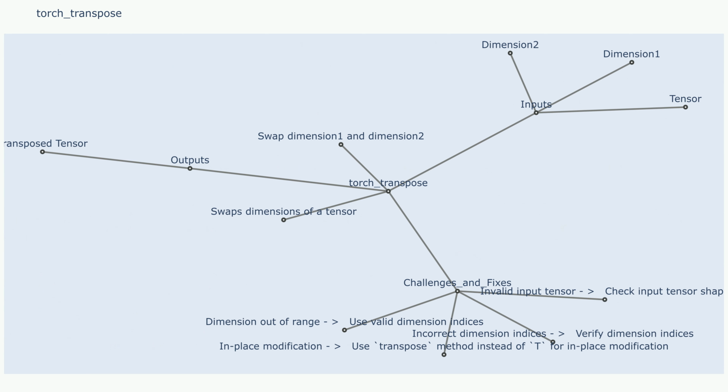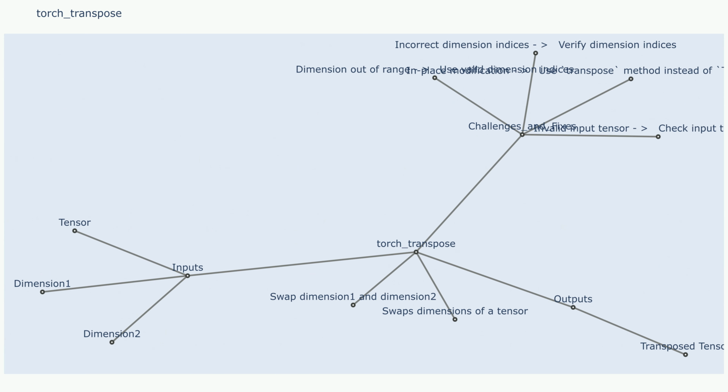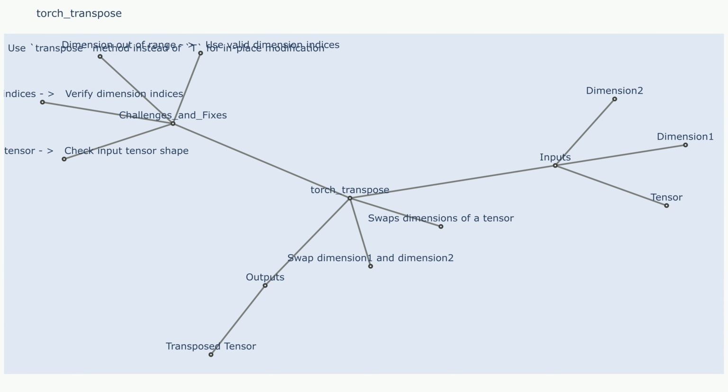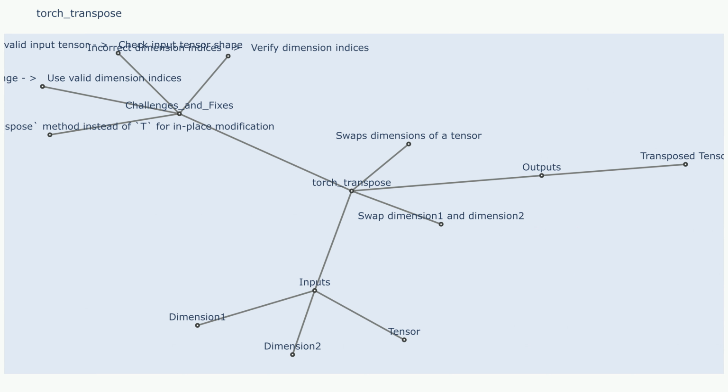Challenges and fixes. Challenge 1: incorrectly specifying the dimensions to swap can lead to an unexpected output shape. Sample use case that resulted in challenge 1: suppose you have a 3D tensor of shape 2, 3, 4 and you want to swap the first and second dimensions. However, you mistakenly provide dim0=0 and dim1=2. This will result in a tensor with shape 4, 3, 2, which might not be the desired outcome. Fixes to challenge 1: carefully verify the axis indices of the dimensions you intend to swap and ensure they align with the shape of your input tensor.